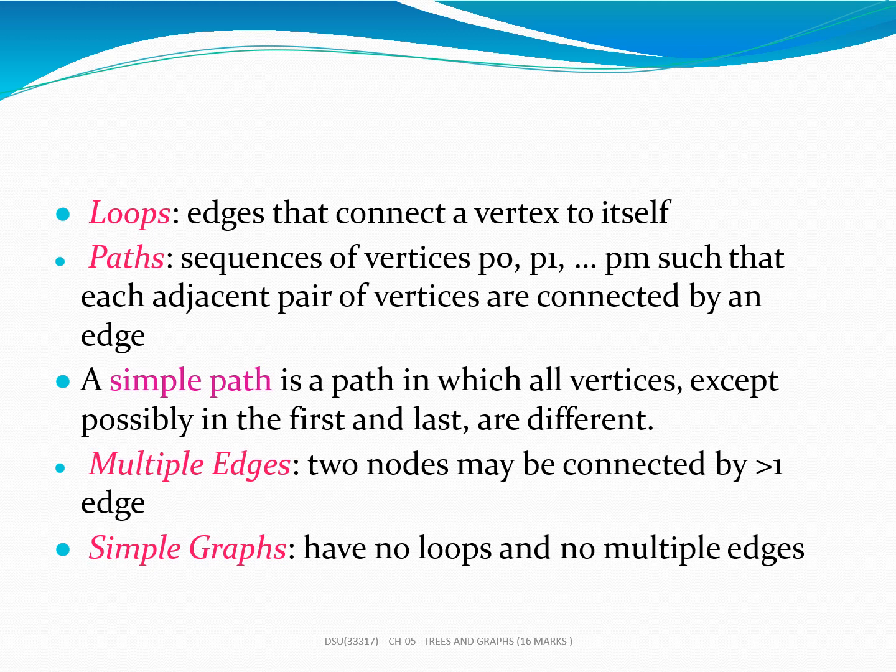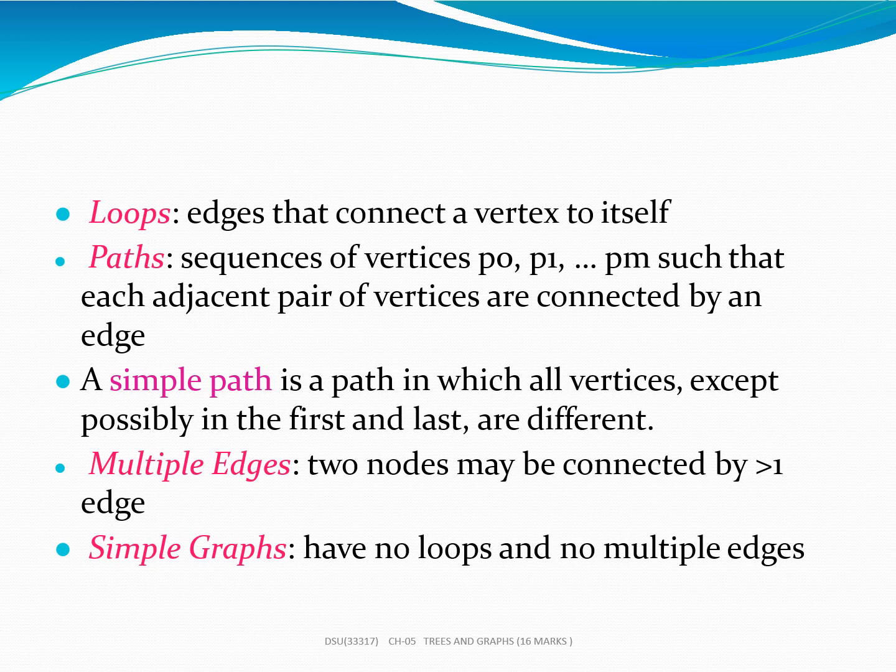Paths: a sequence of vertices P0, P1 up to Pm such that each adjacent pair of vertices is connected by an edge. A simple path is a path in which all vertices, except possibly the first and last, are different.